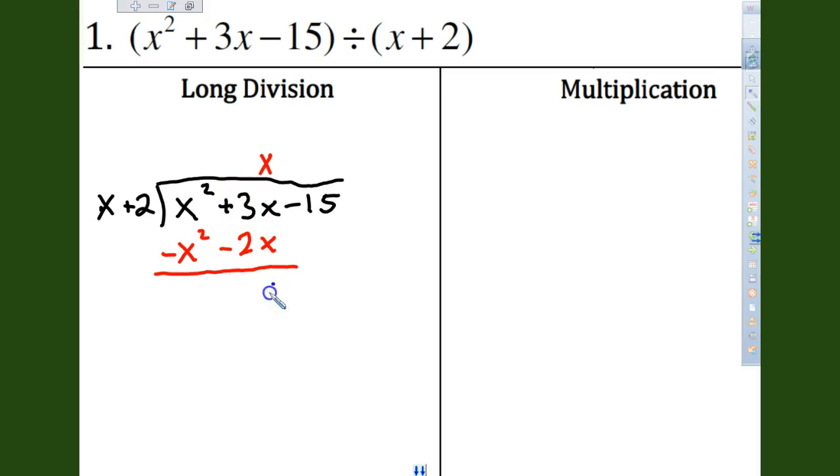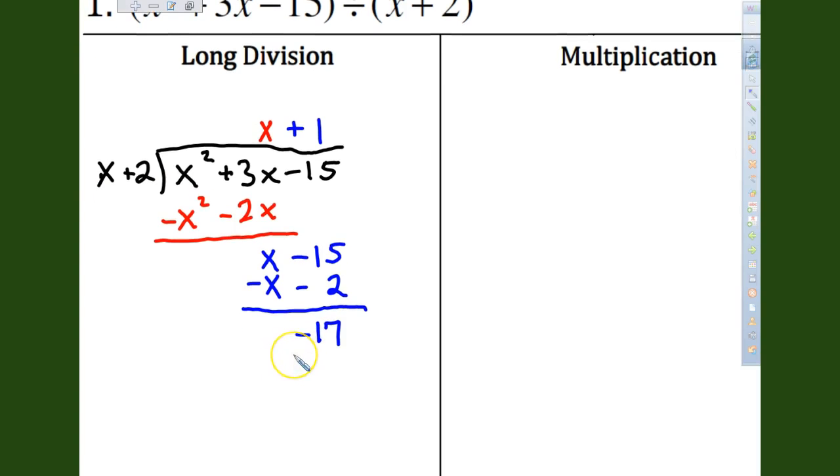3x minus 2x would just be x. And then repeat the process one more time. So x times what gives you x? Plus 1. 1 times x, x. Looks like I forgot to bring down the minus 15, right? And then 1 times 2 gives me 2, but change the sign on both of them. So there we go. So we'll end up with the remainder of negative 17. So always multiply, change the sign. Don't forget to change the sign before you write it down. So it's like a two-step process, then write.